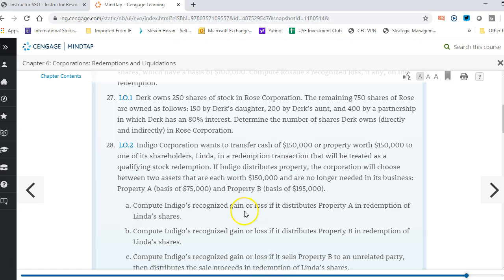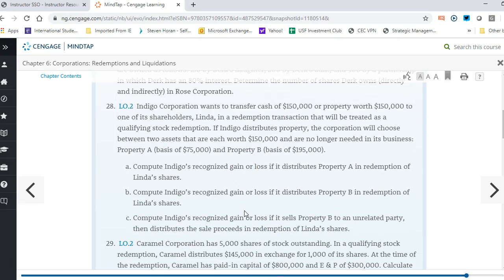For question 28, it says here that Indigo Corp wants to transfer cash of 150 or property worth 150 to one of its shareholders, Linda, in a redemption transaction that will be treated as a qualifying stock redemption. So that's the key there. Qualifying stock redemption. So that means we treat it like capital gain or loss, and we subtract the basis.